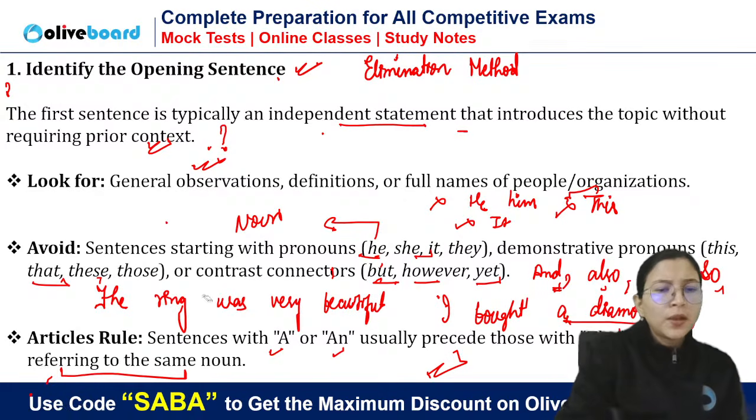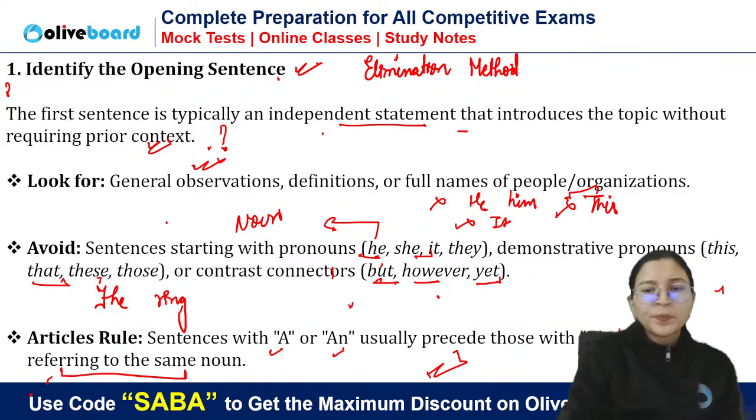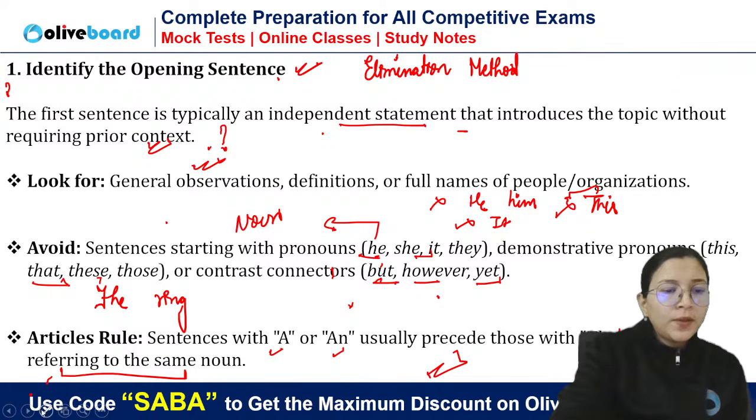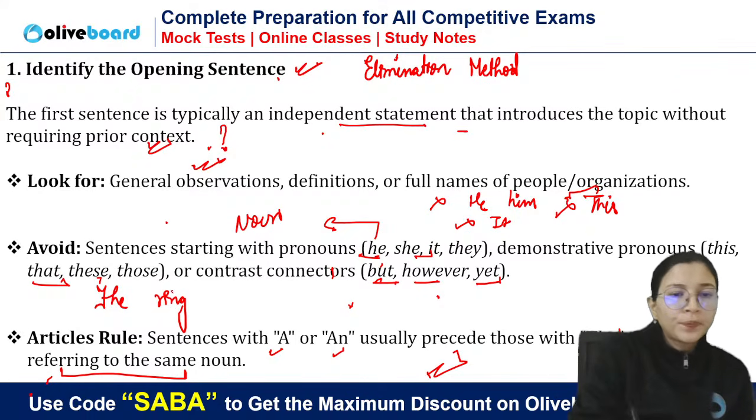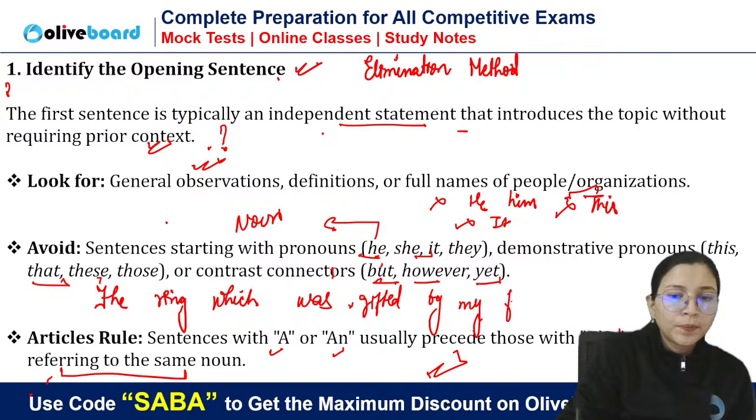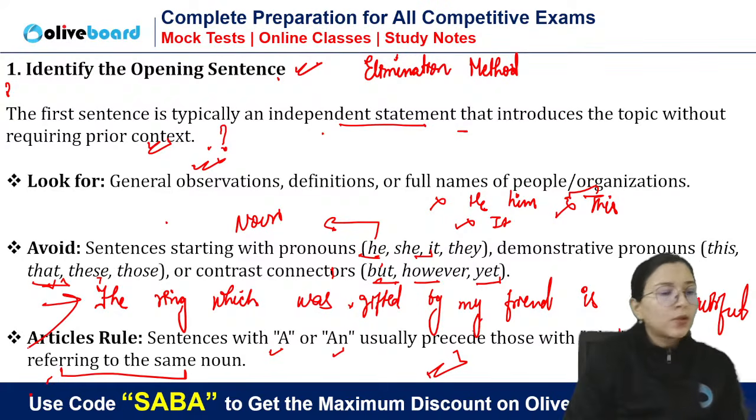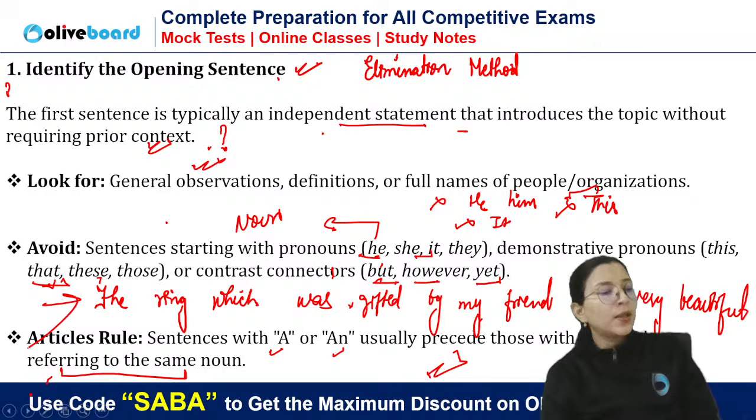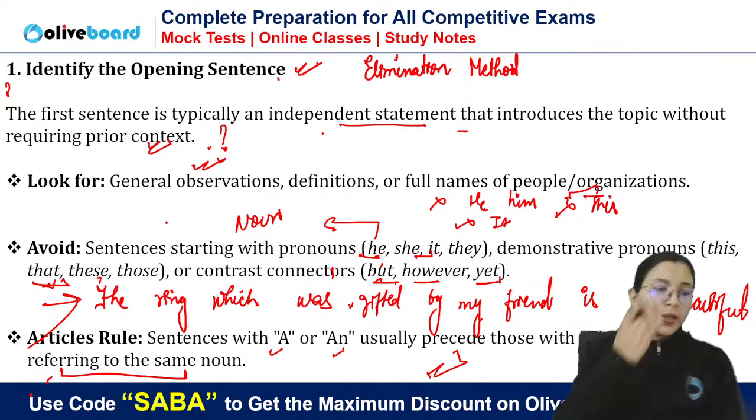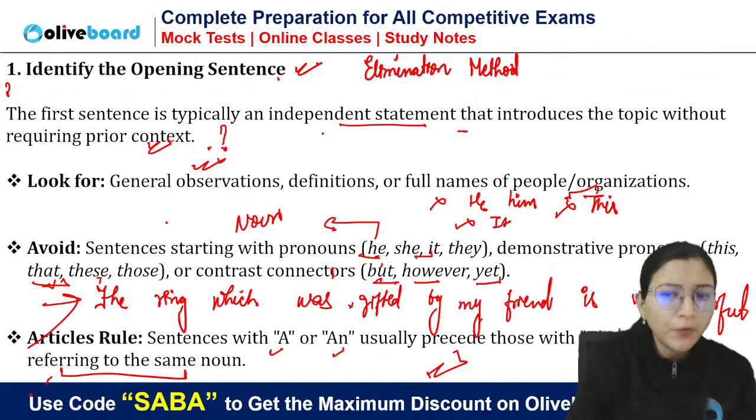Suppose there is a sentence. If I say, the ring which was gifted by my friend is very beautiful. Can we start with this or not? This can be the opening sentence. Now here, if a and is not there, directly the is there, so you can start with that. So directly you will say the ring which was gifted by my friend is very beautiful.